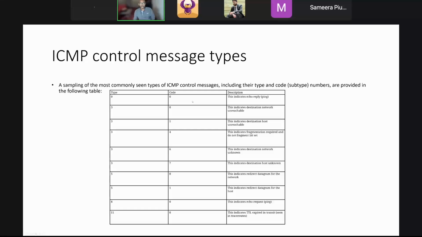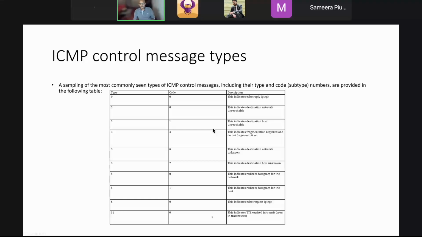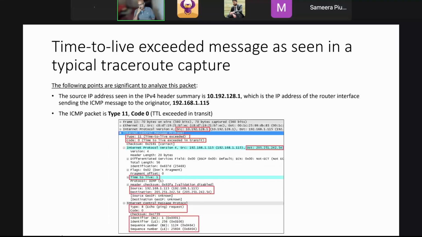Another one was type 11 and code 0. Type 11 code 0 is for TTL expired. When your machine receives the ICMP message with type 11 and code 0, it knows that the TTL of whatever you sent before has expired. All right, so this was the detailed explanation of time to live exceeded messages based on type 11 and code 0.